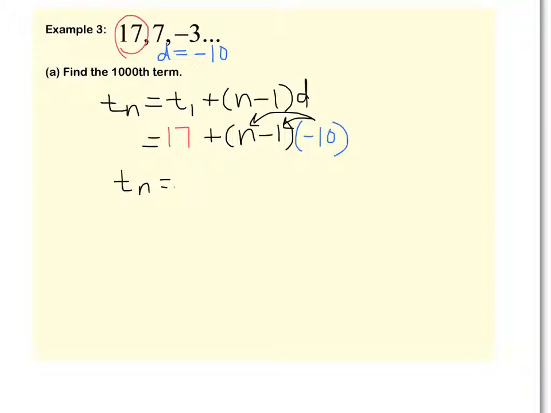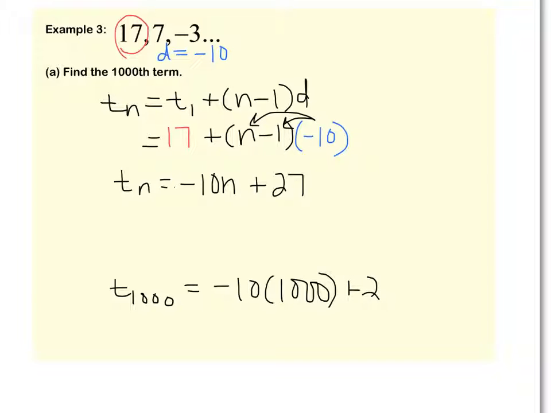Tn is equal to negative 10n plus 27. And now we can go ahead and find the 1000th term by doing negative 10 times 1000 plus 27, which is going to give us negative 9,973 for that 1000th term.